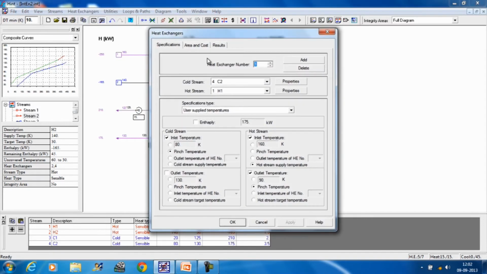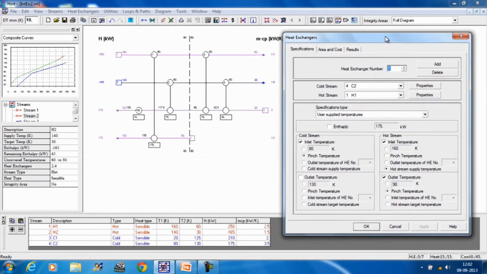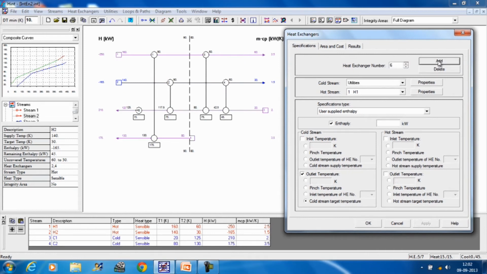We add this, we put the add. So, it is the 6th number, cold stream, cold utility will be used, and hot stream is number 2, and enthalpy is 45, and the hot inlet temperature is 60. So, we place this.